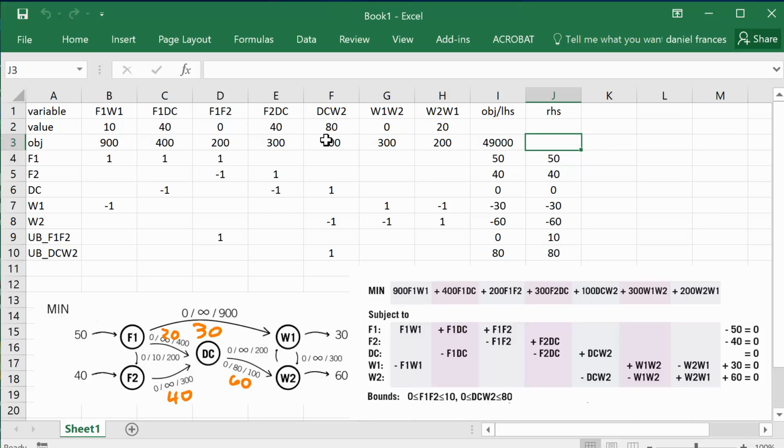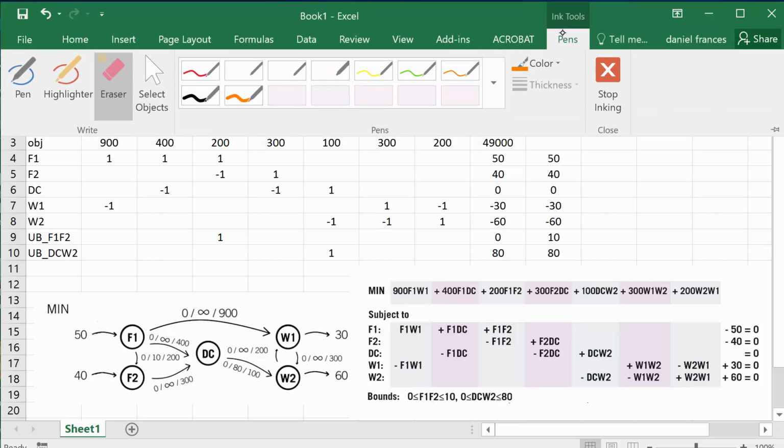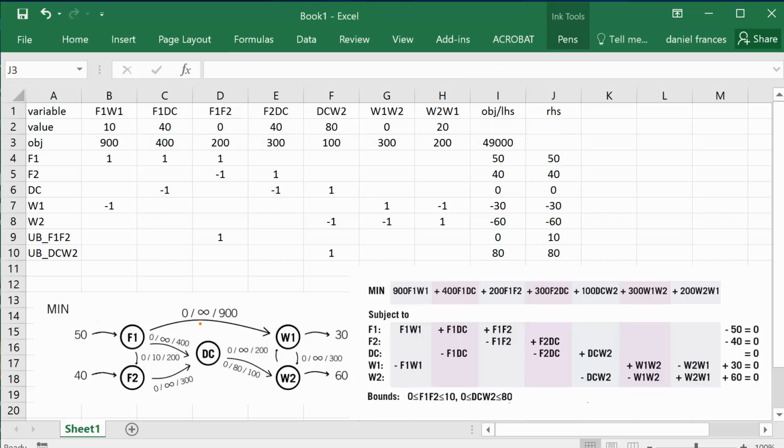We see that DCW2, so let's just take a break so that I can put these new numbers on the graph. Okay, so we can get rid of these marks here and update them with the new values. So this is going to be 10, which is a lot better. And F1DC is going to be 40, which is the same as was before. DCW2 is going to be 80, which is good.